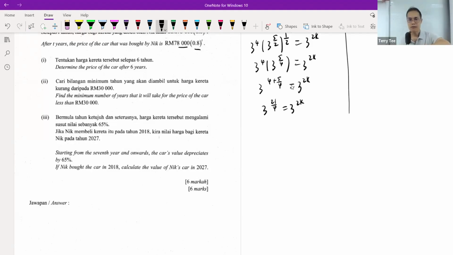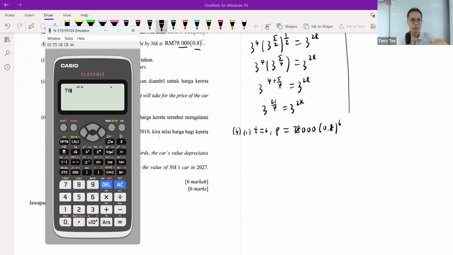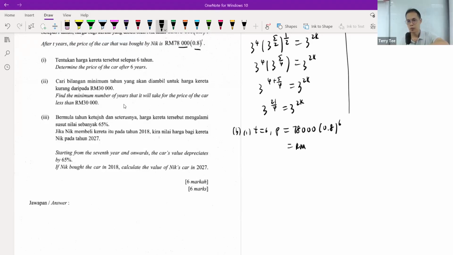Okay. So the question says after T years. So that means T is 6. The price will be 78,000 times 0.8 power 6. I'm going to use my calculator. 78,000 times 0.8 power 6. I got 20,447.23.